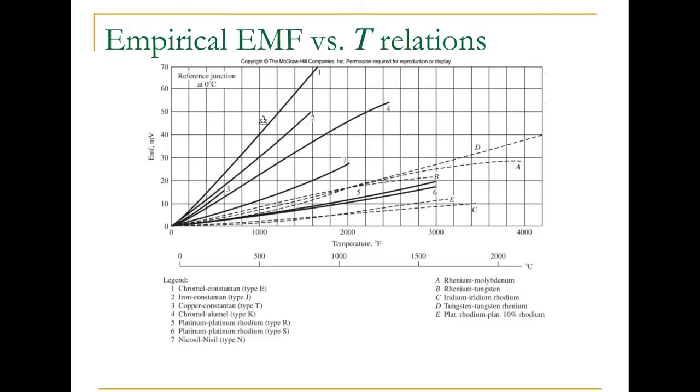This table shows the different voltages with respect to temperature for different types of thermocouples. And when the term thermocouple type is used, that refers to the two types of metal that are being joined. So these all have different characteristics. You can see that type E is shown here, and it has a range of up to about this value.